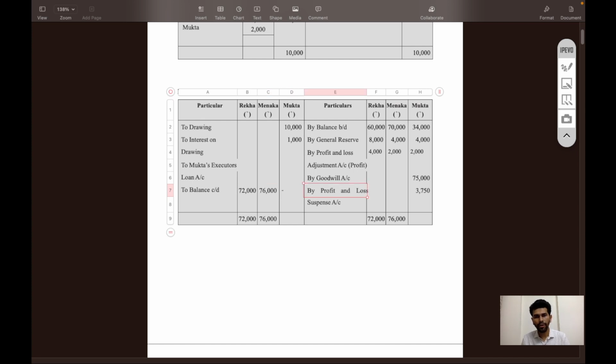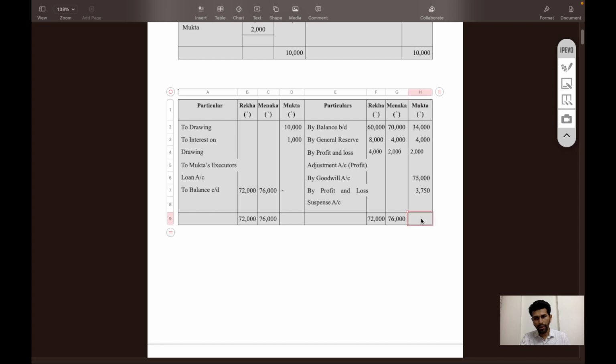Unfortunately, Mukta will not continue the business, so her closing balance will be nil, and balancing figure of Mukta will be transferred to her executor's loan account. That is legal representative of Mukta's loan account, because the amount is not yet paid to executor, so it is payable, therefore it is a loan for the business.